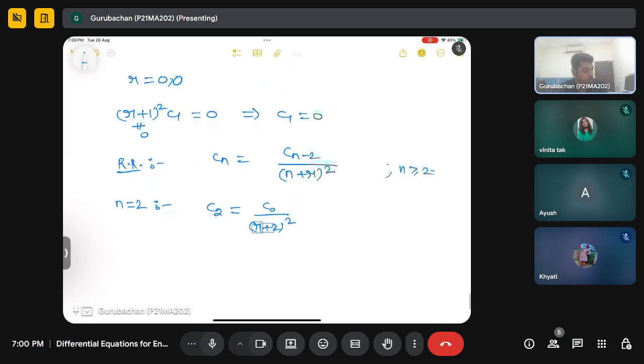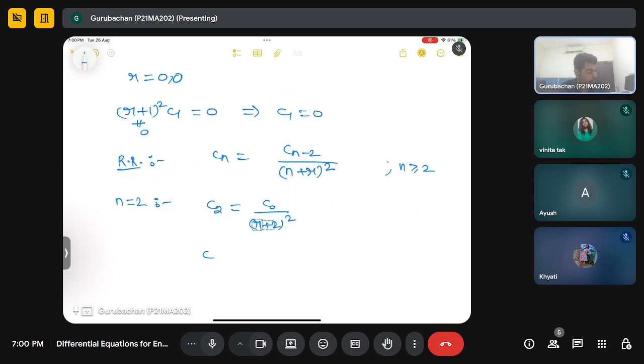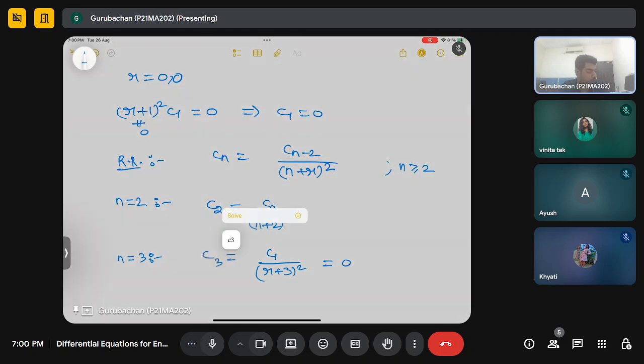So this will give you c2. Since we get c2, c3 is c1 divided by (r plus 3) whole square. Since c1 is 0, this will be 0.